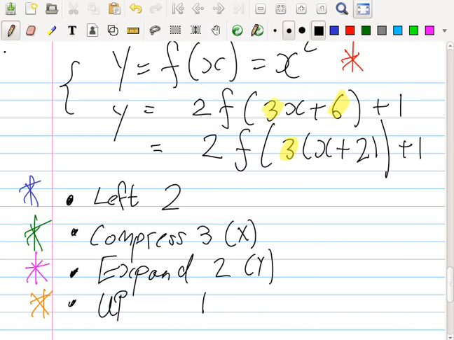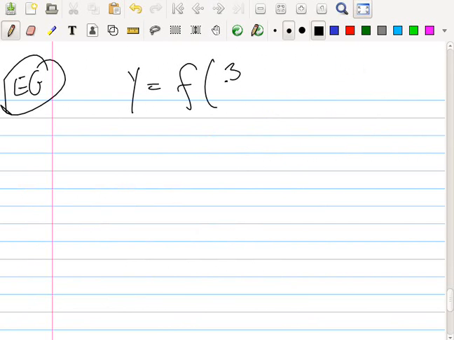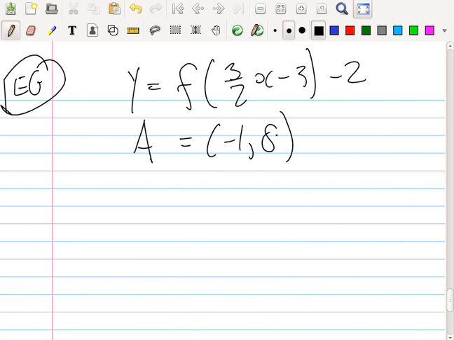Okay. Go to new page? Yeah? Okay. y equals f(3/2 x minus 3) minus 2. And A is the point (-1, 8).